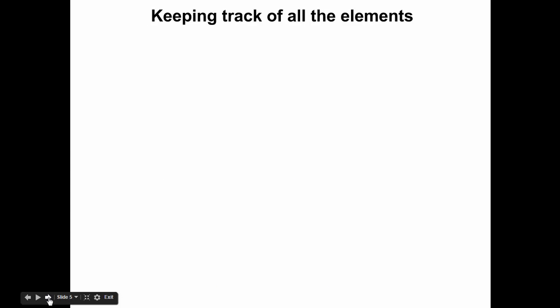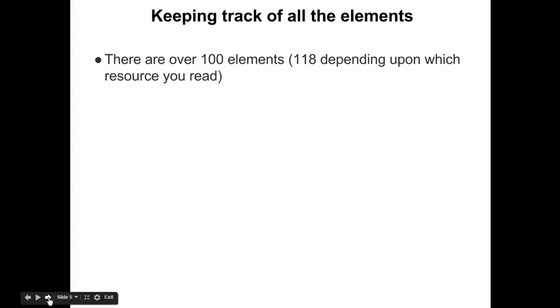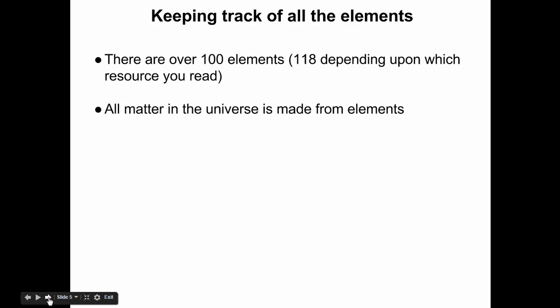So, we said there's 118 of them. How do we keep track of all of them? The way that we keep track of them is we remember that there are over 100 elements, that all matter in the universe is made from elements, that most of them are natural. Approximately 94 of them are natural, which means they occur in nature. That's just how they are. But some of them are man-made.